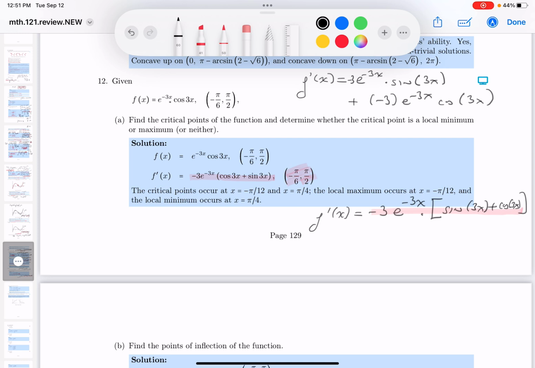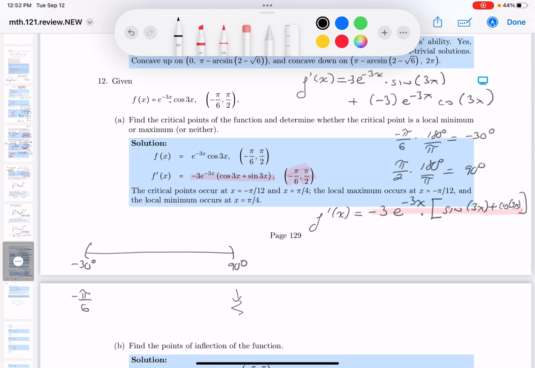And before I do that, I want to point out, certainly I'm going to talk degrees just for a few minutes here. It's going to be 180 degrees over pi. Pi's cancel. 6 goes in 180 30 times. So minus 30 degrees. Let's do pi over 2. Again, you probably should know it, but let's just go through that. 180 degrees over pi, and that would give you 90 degrees. So our analysis is going to take place between minus 30 degrees and 90 degrees. Now again, we should be speaking in radians, so that's going to be minus pi over 6, and it's going to be pi over 2. Oops, I shouldn't put an arrow there. Let me erase pi over 2.